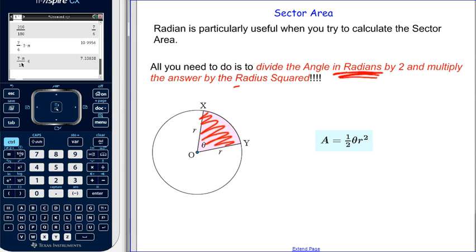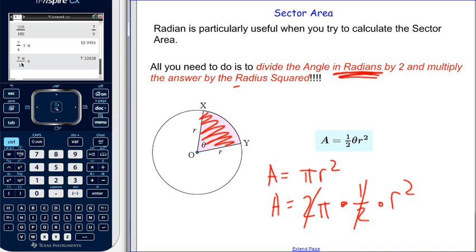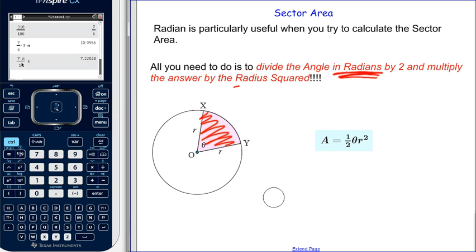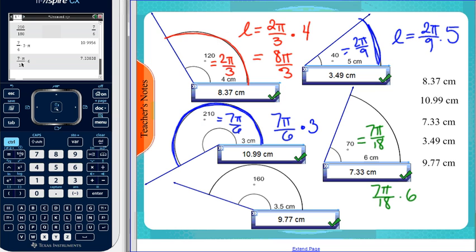If you think about it, the area of the entire circle is pi r squared, right? So where that comes from, if you think about the entire circle, the measure of theta of the entire circle is 2 pi. If we multiply by 1/2 and by r squared, that's going to cancel our 2, and we're left with pi r squared. So that's where the formula comes from. And so we can find the area of any sector based on this formula, as long as theta is in radians.